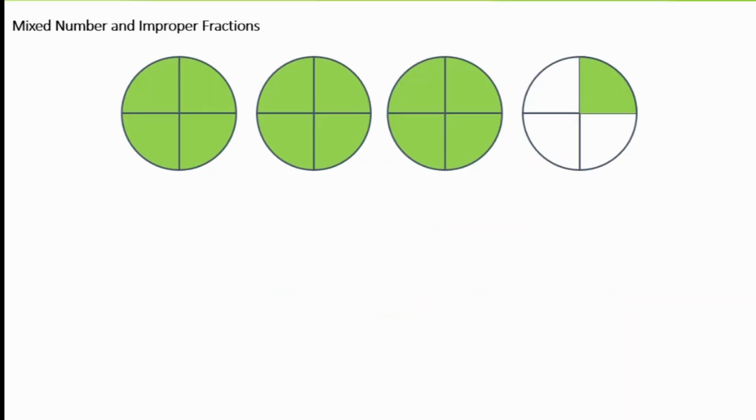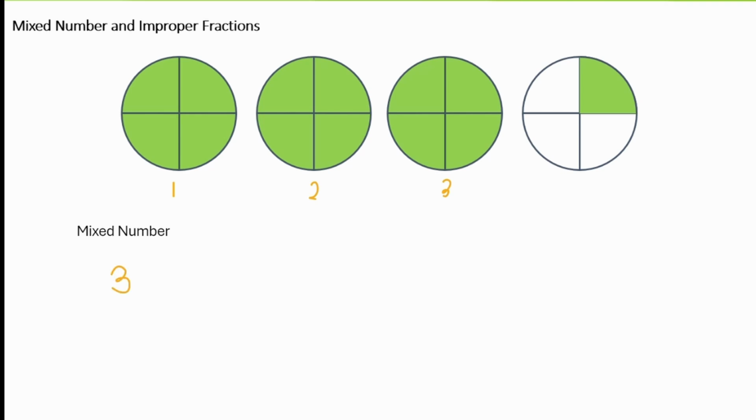In this video, we are going to be looking at what mixed numbers and improper fractions are, and we will also be looking at how to convert between mixed numbers and improper fractions. In order to write a fraction as a mixed number, we first have to count how many whole shapes we have got. So as we can see, here we have got 1, 2, and 3 whole shapes. So we therefore write a 3.